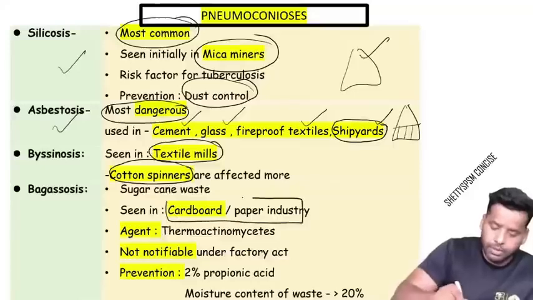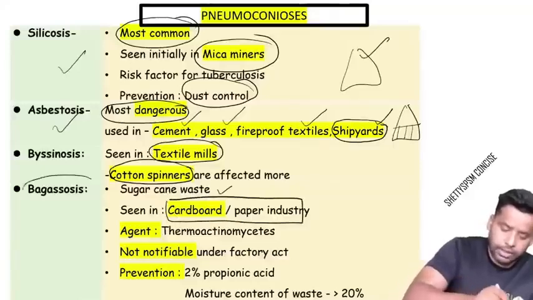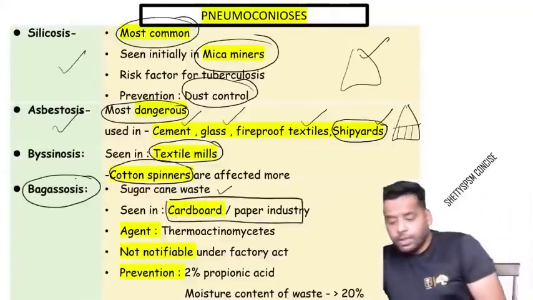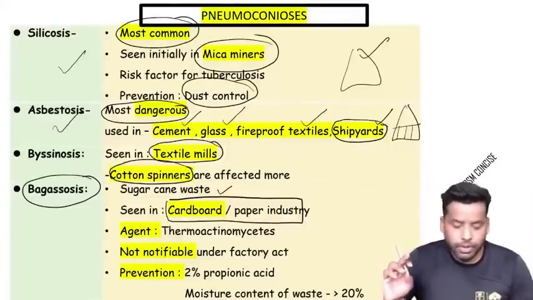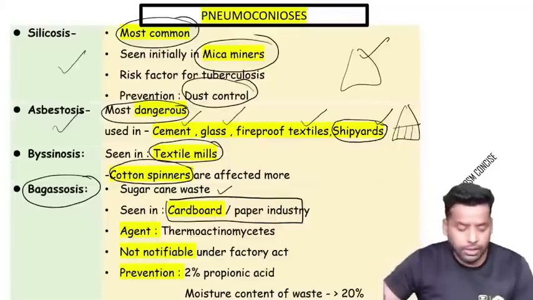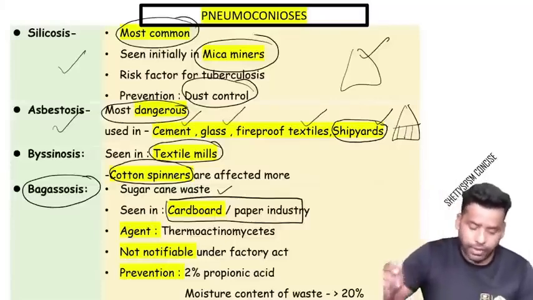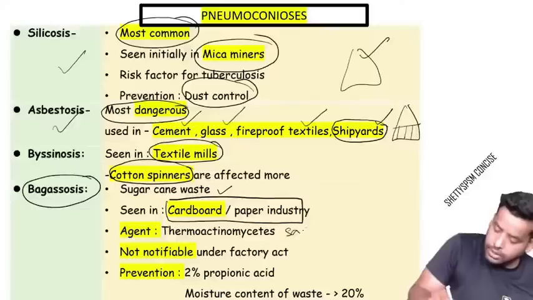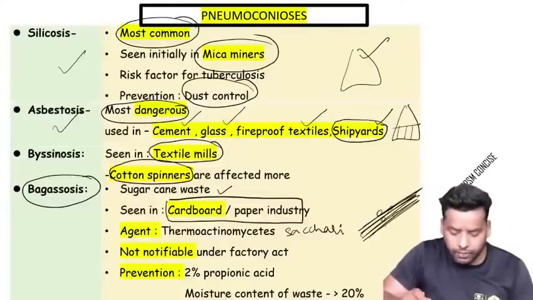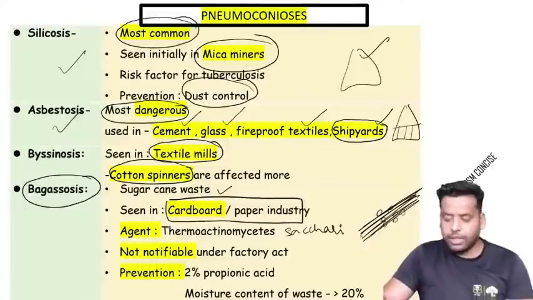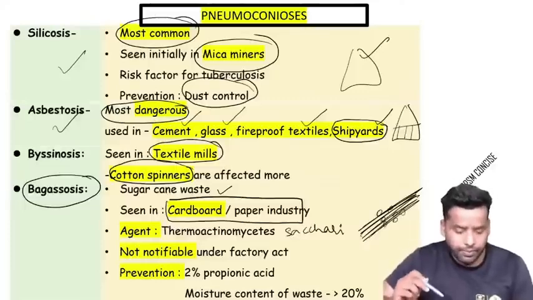Cardboard paper mills, what is that sugarcane waste related disease called as? Bagassosis. The fungus which grows is Thermoactinomyces sacchari. When you are keeping the sugarcane waste like this, there are some fungus which can grow. Inhaling that can lead to bagassosis.